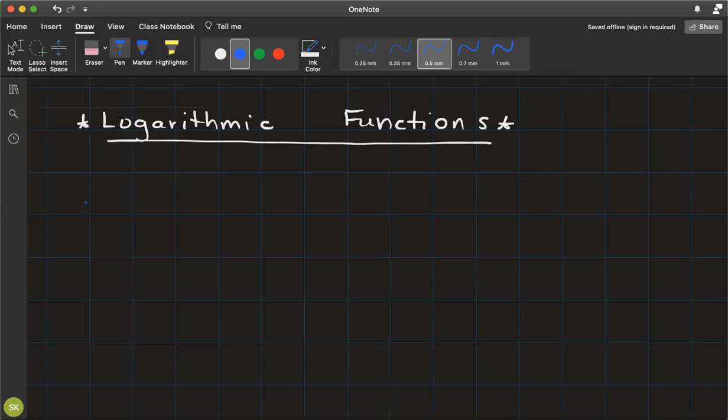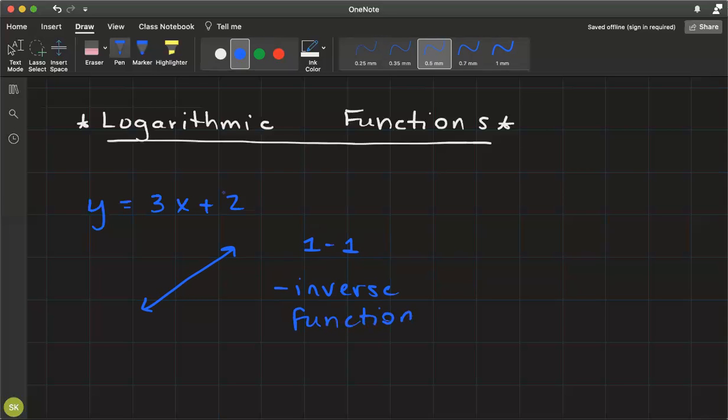So say we have the function y is equal to 3x plus 2. Remember that this is the equation of a line, and this line is 1 to 1, and it's 1 to 1 because it passes the horizontal line test, which tells us that we have an inverse function for this line. And how we find the inverse function is we take this line, which usually we have written like this, f of x is equal to 3x plus 2. But what we're going to do with this is we're going to switch x and y. So now we say x is equal to 3y plus 2, and we solve for y.